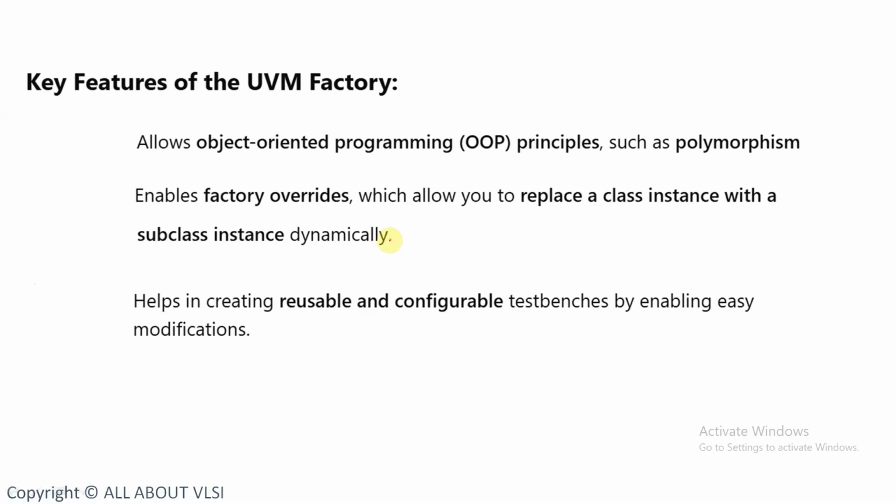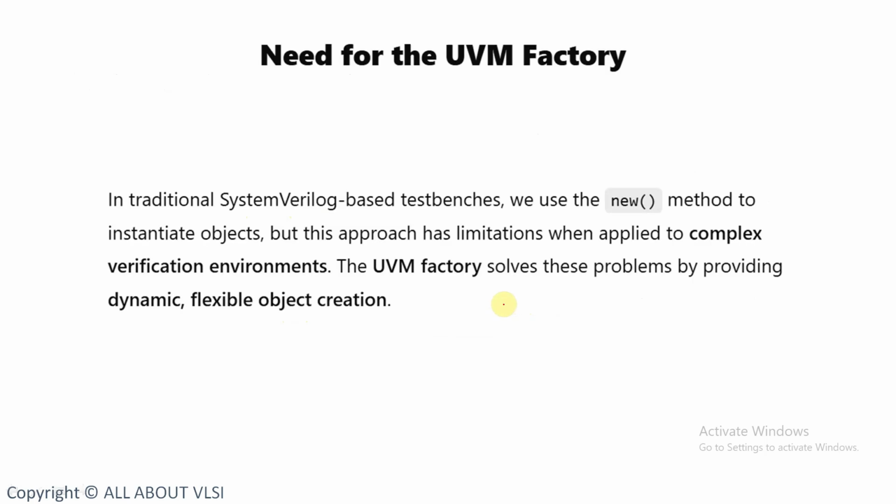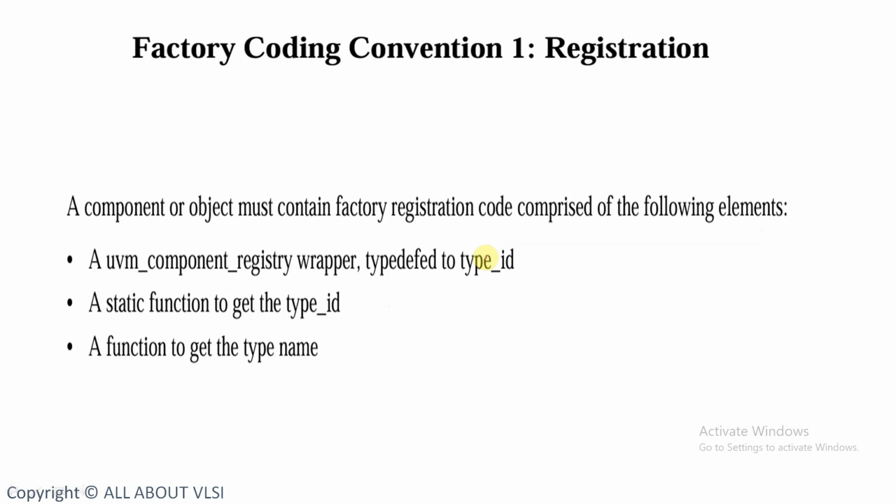It basically allows object-oriented programming features such as polymorphism, and it enables factory overrides that we are going to see. It also helps us create reusable and configurable testbenches by enabling easy modifications. Coming to the need of the UVM factory, as we saw in our previous session, in traditional SystemVerilog testbenches we use the new method to instantiate objects, but this approach has limitations when applied to a complex verification environment. The UVM factory solves these problems by providing dynamic and flexible object creation.